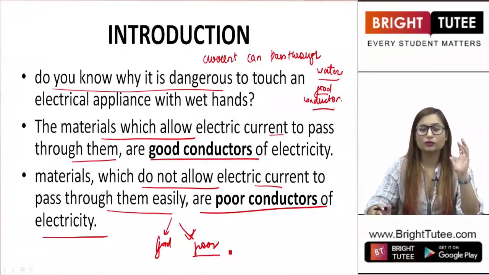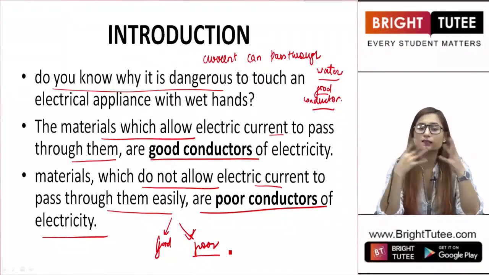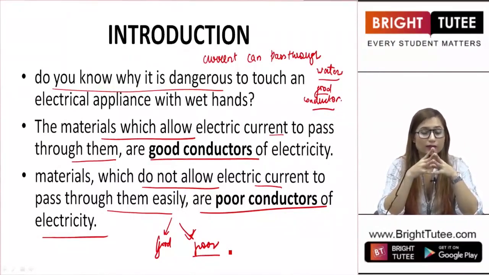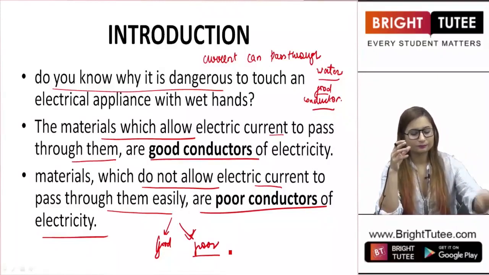So now we have understood the concept of good conductors and poor conductors. And we have also established that water is a good conductor of electricity. So there may be other substances, other liquids as well, that may conduct this electric current. So let us move forward.